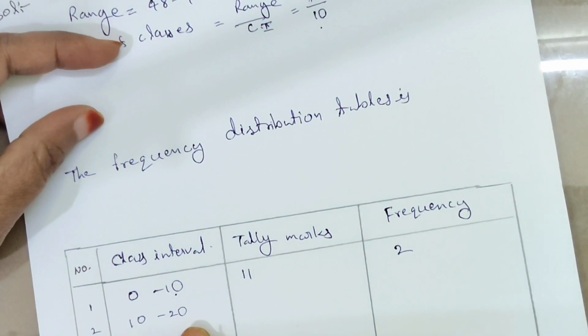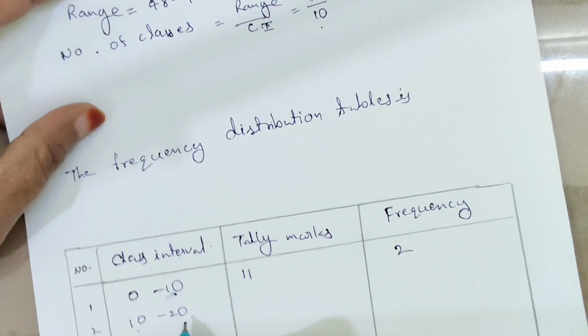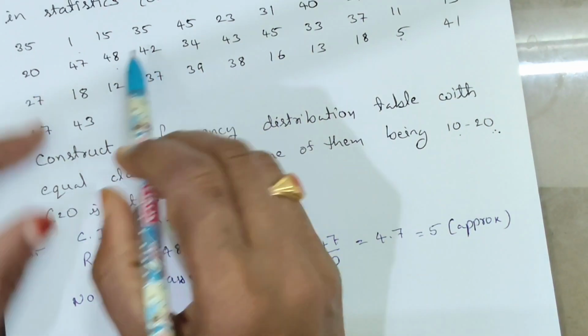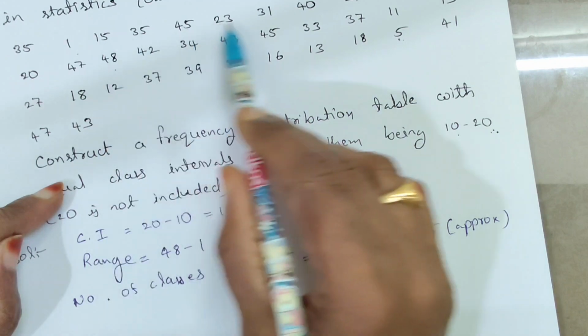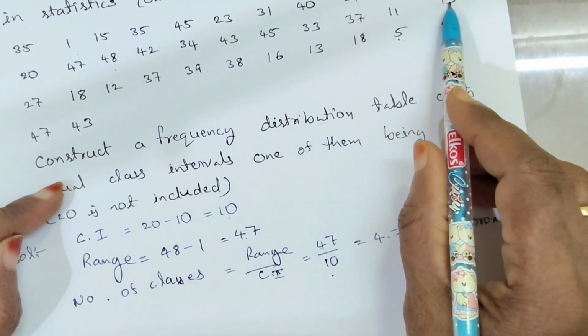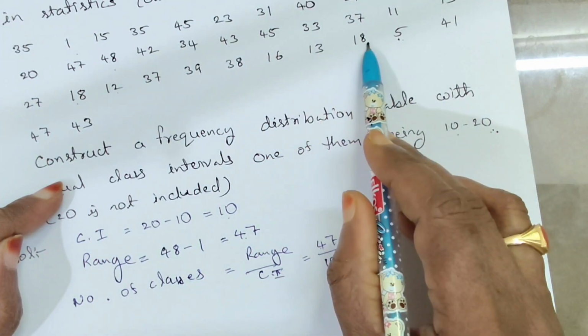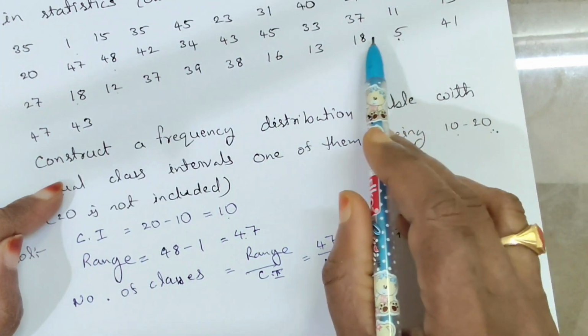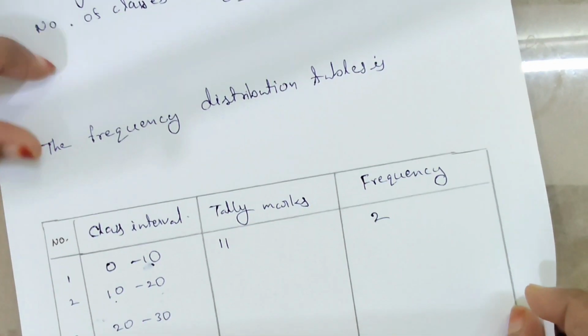Next 10 to 20, so this 10 belongs to this class. Now the numbers between 10 to 20, we count them: 1, 2, 3, 4, 5, 6, 7, 8, 9, 10. So total 10 numbers are there. So now we write 10.